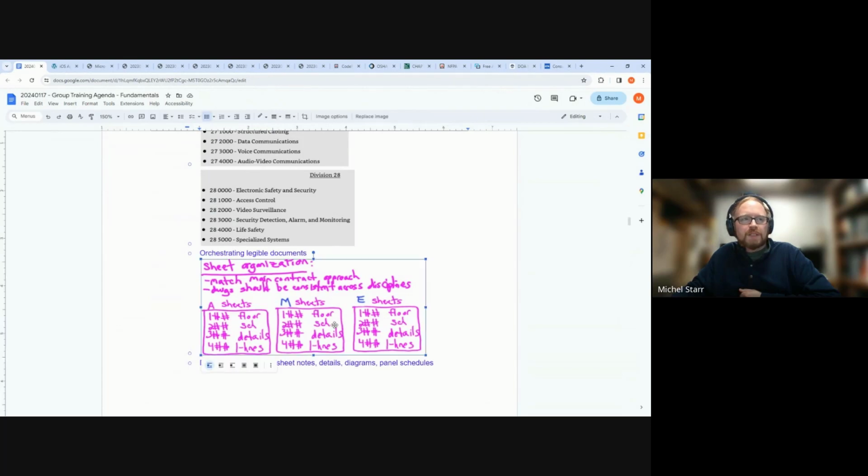Orchestrating legible documents. This is another snip from our notes from the previous session, showing architectural drawings and mechanical drawings and electrical drawings, and there's a hope that they all follow a similar scheme of where things are. I mentioned the idea of trying to avoid perfect projects that don't get built. In design they never had to be tested. The contractor never had to use their judgment about what was the design intent.